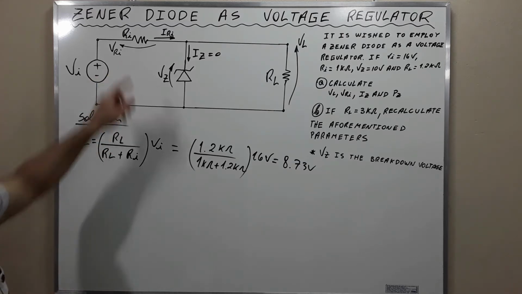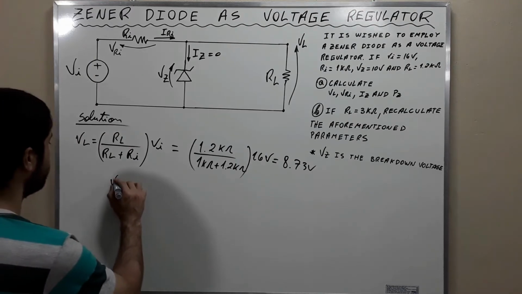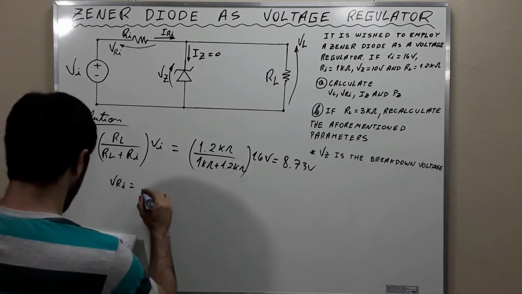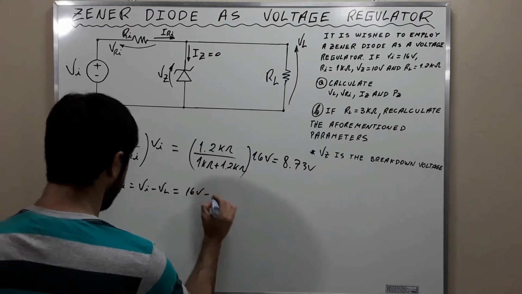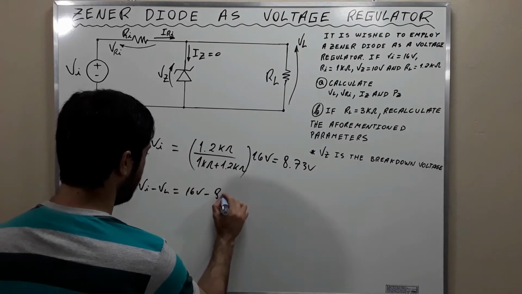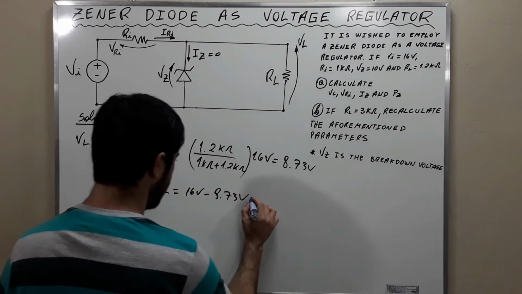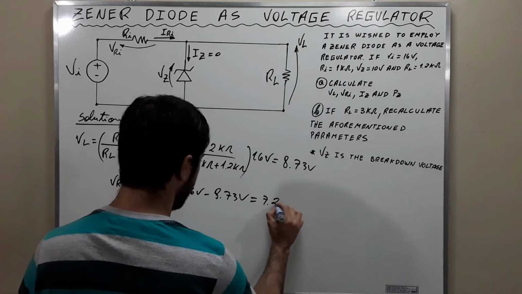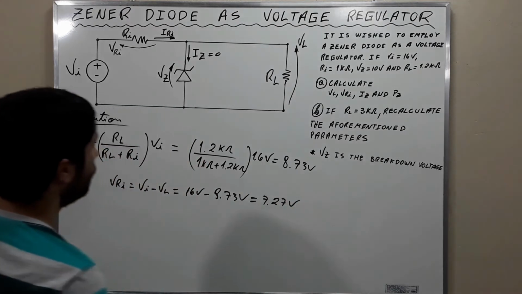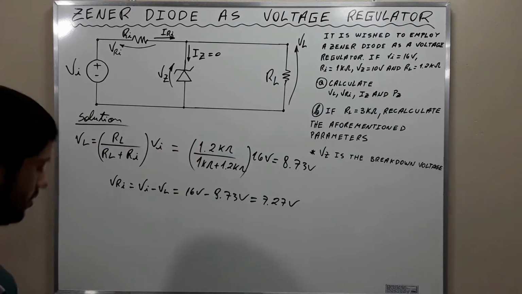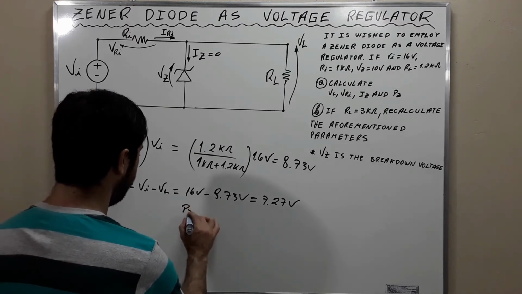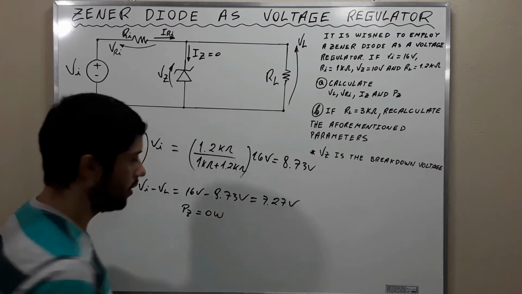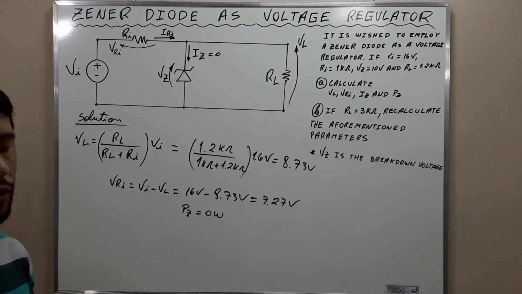Let's calculate VRI. VRI is equal to Vi minus VL, which is 16 volts minus 8.73 volts, which is equal to 7.27 volts. We know that this current here is 0, and therefore the power PZ, the power dissipated in the component, is also 0.